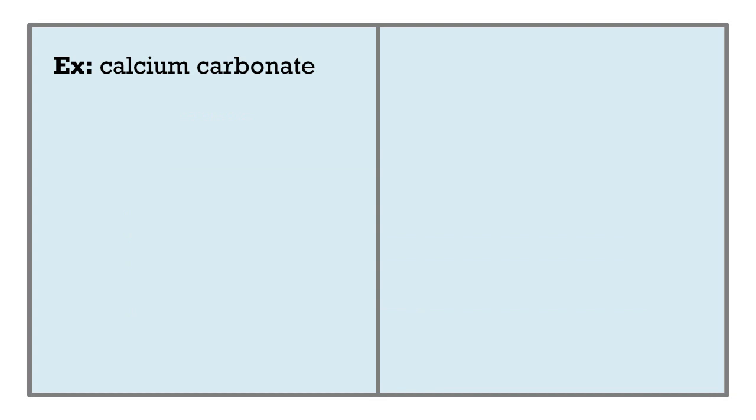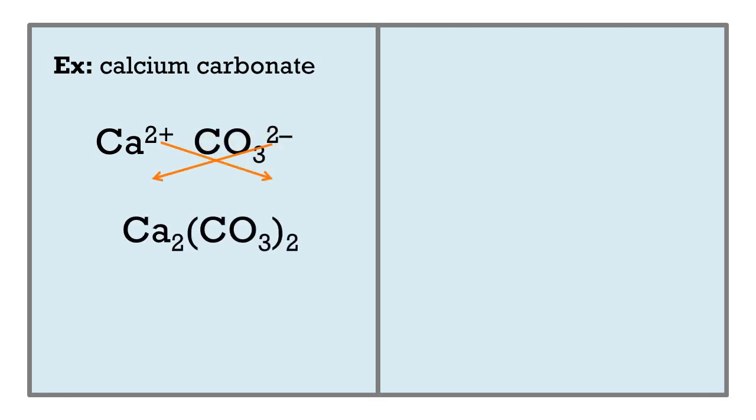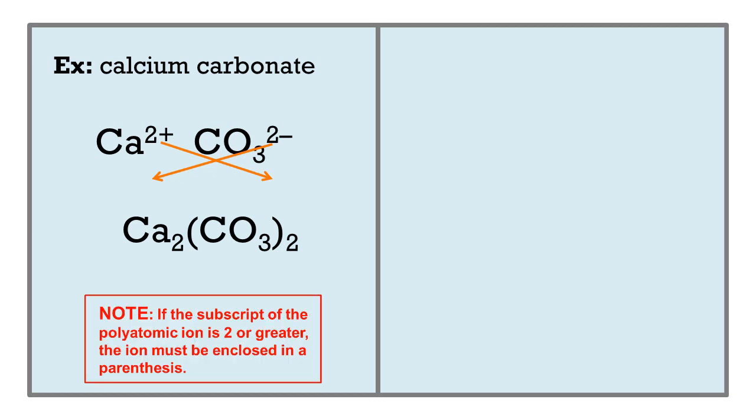We have calcium carbonate. The formula of calcium is Ca2+, while the formula of carbonate is CO3 2-. In here, the anion is polyatomic. By using the crisscross method, the formula will become Ca2(CO3)2. Note, if the subscript of the polyatomic ion is 2 or greater, the ion must be enclosed in a parenthesis.